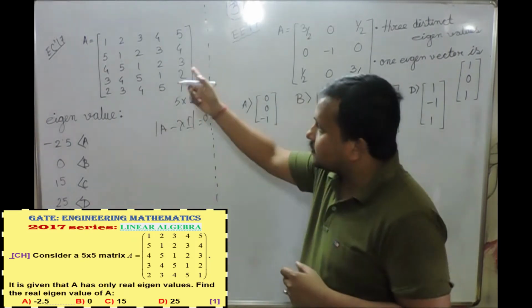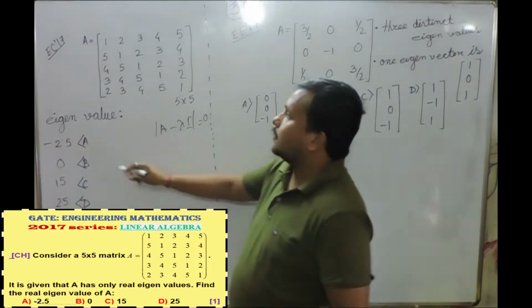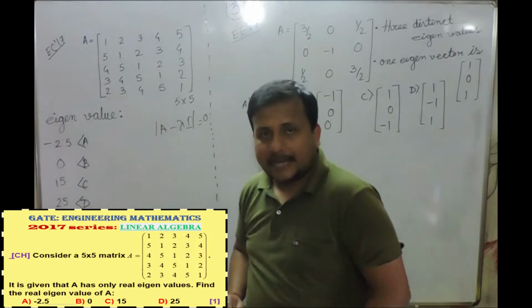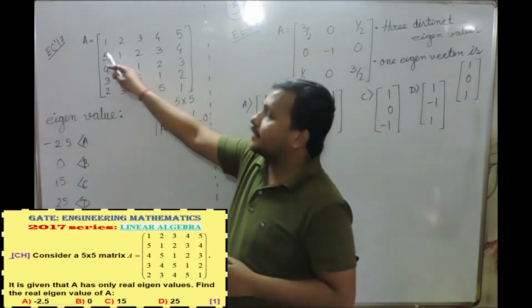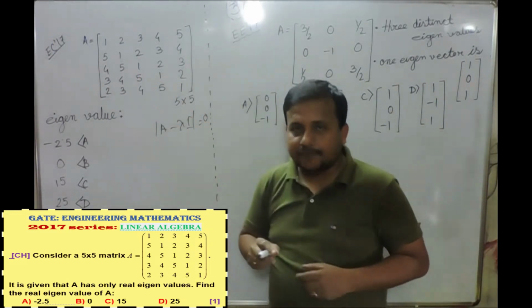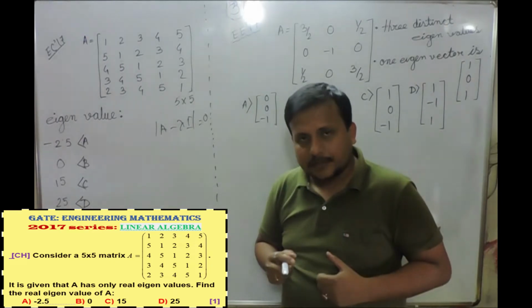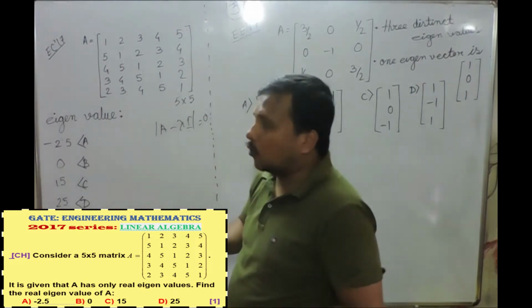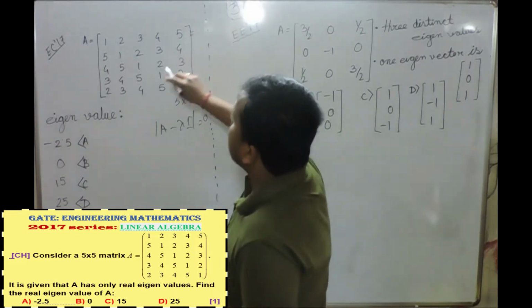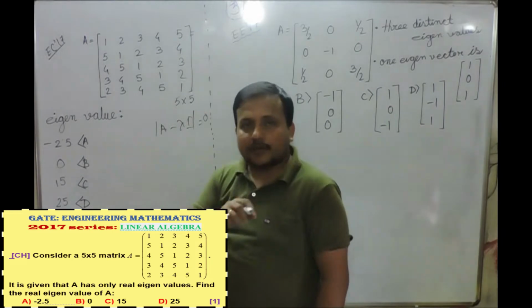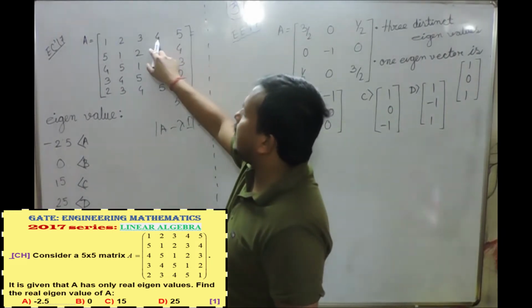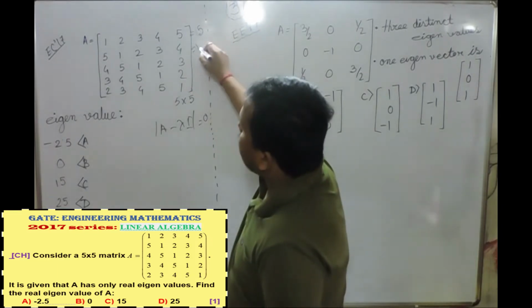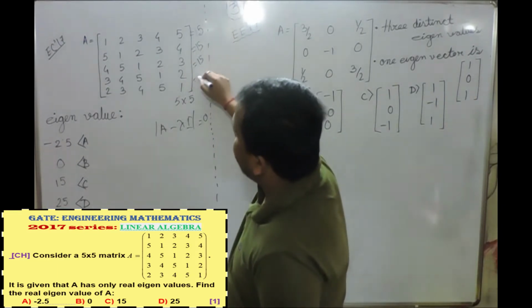Rather, what you can observe in this matrix is that along the first row the elements are 1, 2, 3, 4, 5, and in each row these elements 1, 2, 3, 4 and 5 are placed in different orders. Therefore, you note that the sum of the elements along any row is equal to a fixed number. Here the sum of the elements along the first row is 5 plus 4, 9, 12, 14, 15. And this is true for each and every row of this matrix.